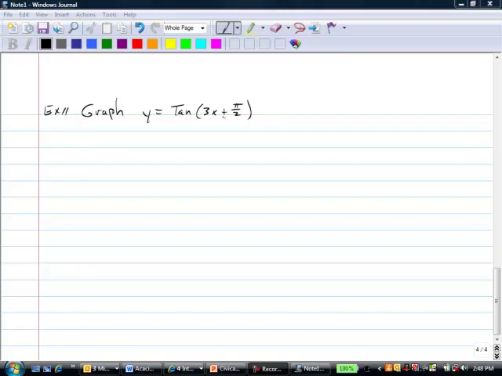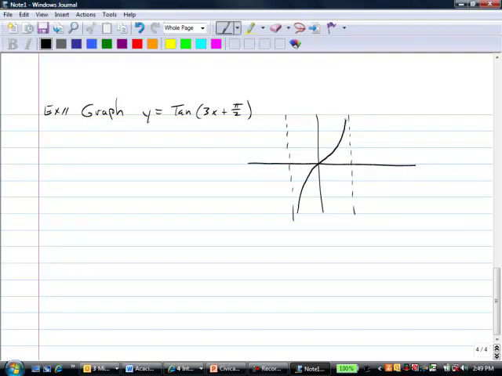Here's an example asking us to graph y equals the tangent of 3x plus pi over 2. In the reading, you would see that the graph of the tangent function has these asymptotes, and this general tangent function graph looks like this. It doesn't have a max or a min.